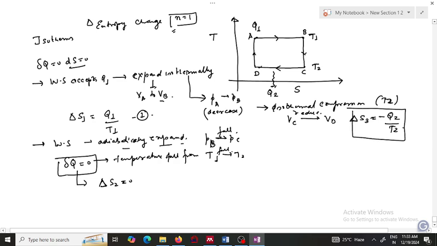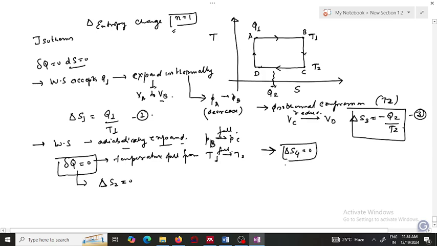This is in the third process. In the second process, delta S2 is 0. And in the fourth process, what happens? The gas is compressed adiabatically from D to A, so that it reaches the initial volume and pressure. As a result, the temperature restores back to T1, and this time also, since there is no heat exchange involved, delta S4 should be equal to 0.